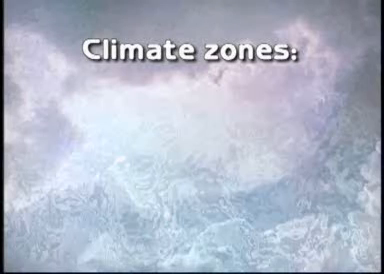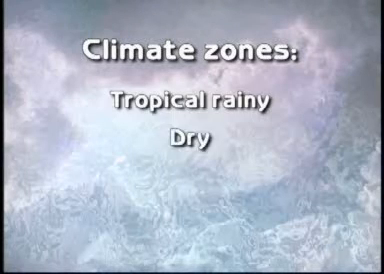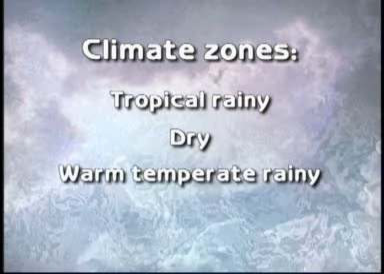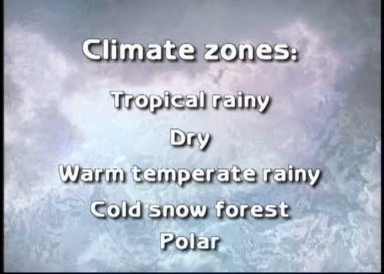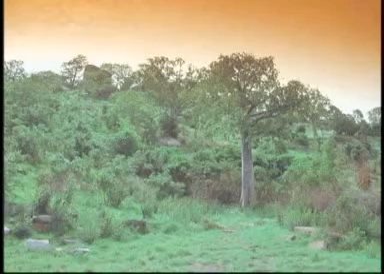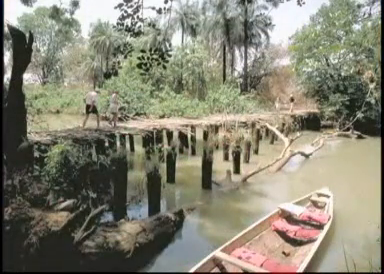Climate zones have predictable weather patterns. Each of the Earth's regions has different climates. There are 5 basic climate zones on Earth. They are tropical rainy, dry, warm temperate rainy, cold snow forest, and polar. Tropical rainy climates are found near the equator. They are the rainforests and the savannas.